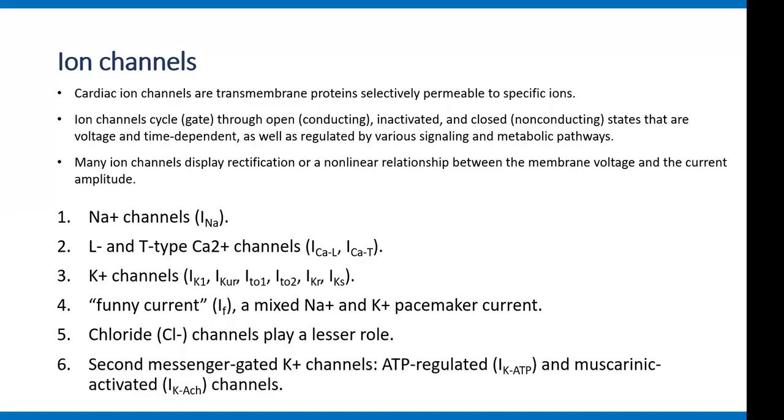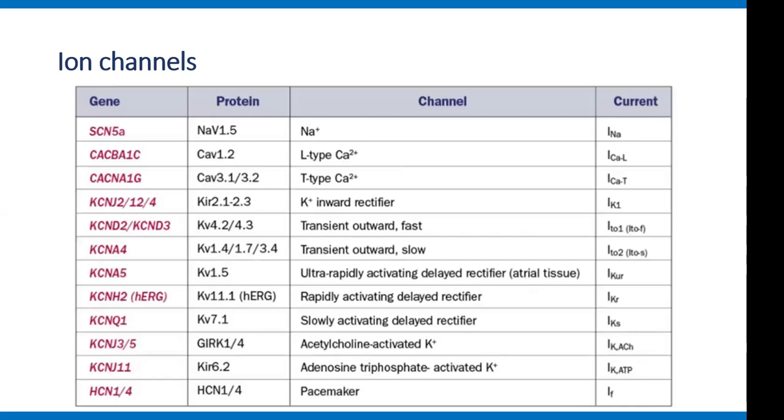The ion channels, like I mentioned. So the fourth one is the funny current, and then we have the chloride, which usually plays a lesser role in terms of the cardiac action potential. And then we have the secondary messenger-gated potassium channels, and these ones are usually regulated by ATP and then acetylcholine, and those are the muscarinic potassium channels we have. So this is a list of the various ion channels we have in the heart involved in the cardiac action potential.